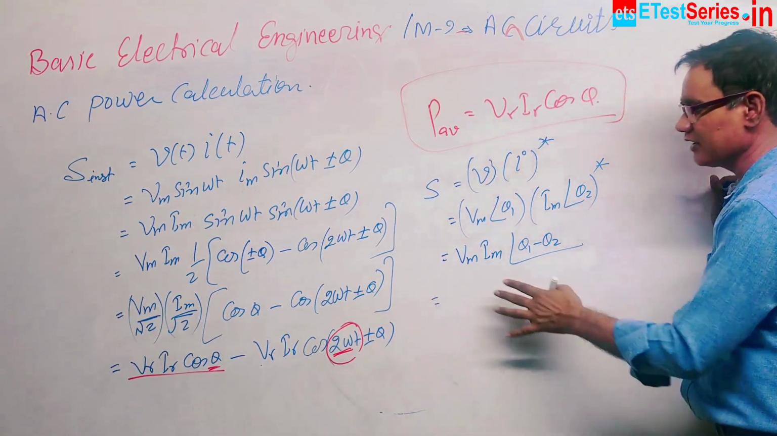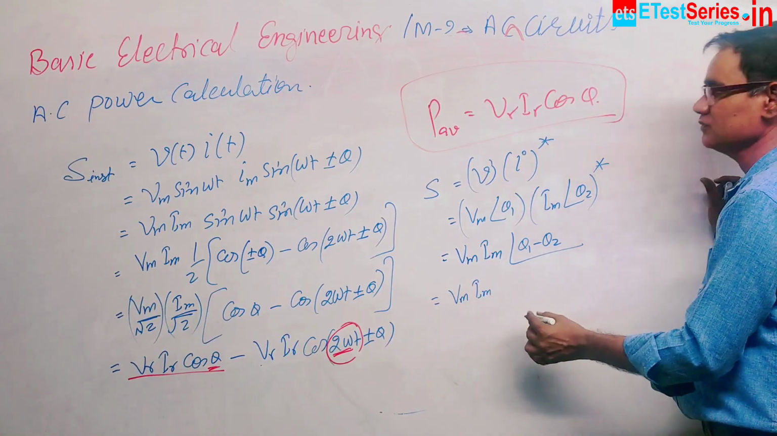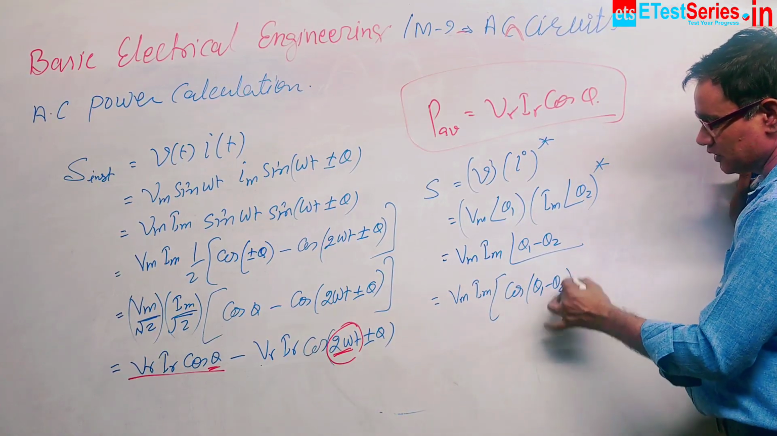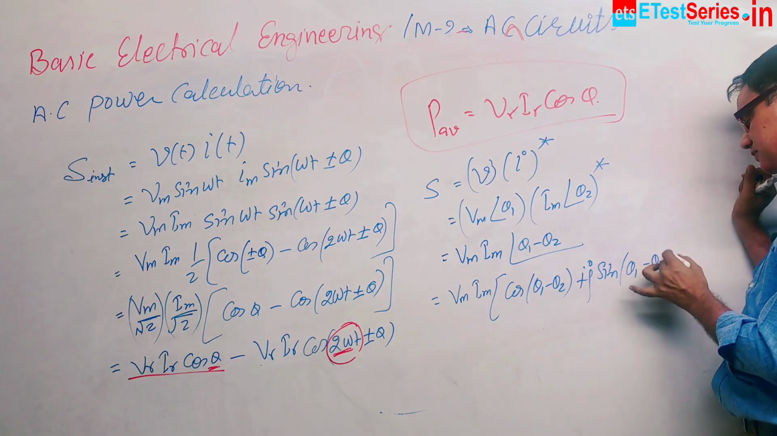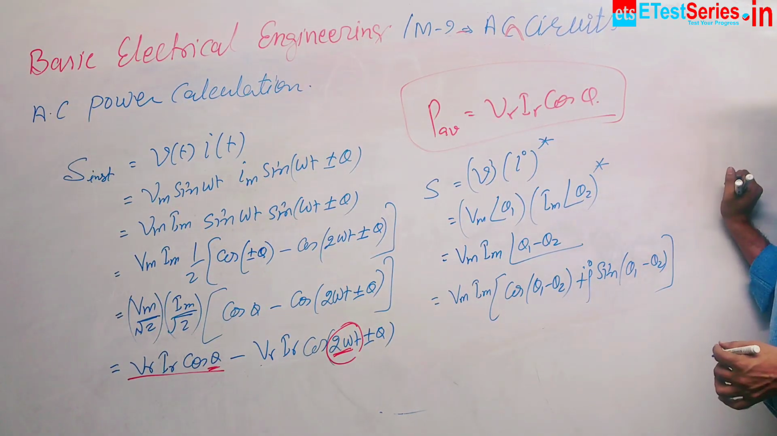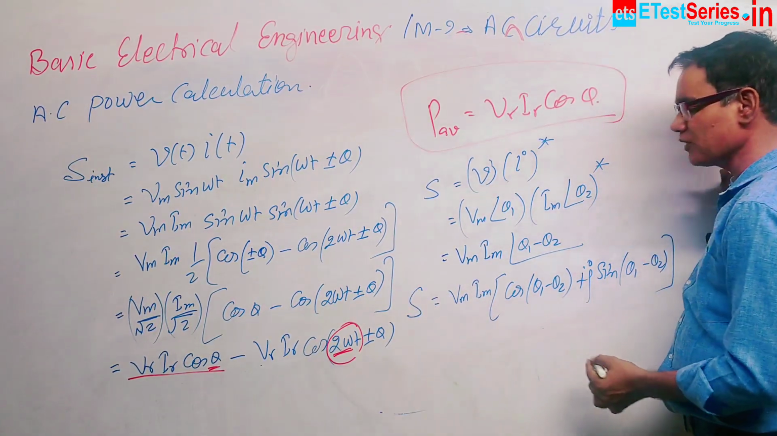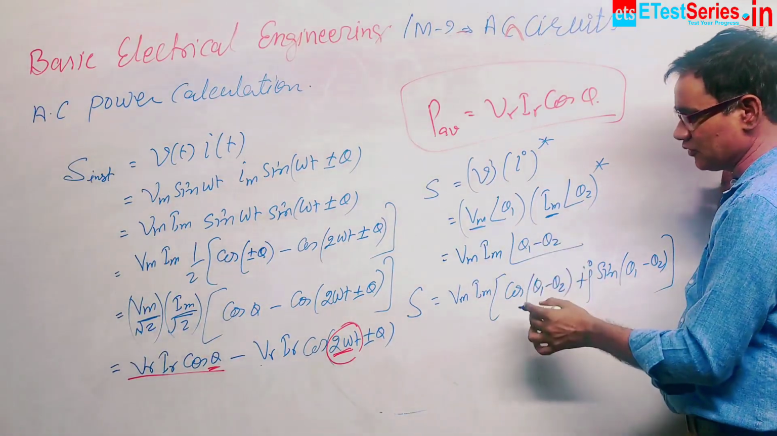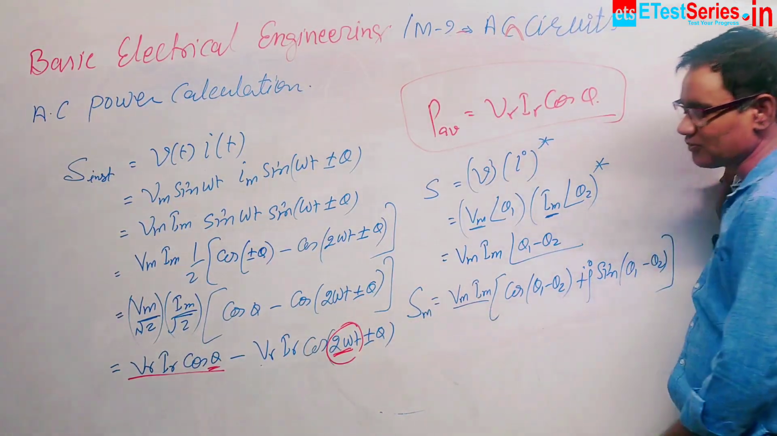So if we expand that, it gives Vm Im cos of (theta 1 minus theta 2) plus j sine of (theta 1 minus theta 2). This is the phasor format to represent the value of power. Now you know this is the maximum value and this is the maximum value. So we calculated this in terms of the maximum. So this is the maximum component of the power.